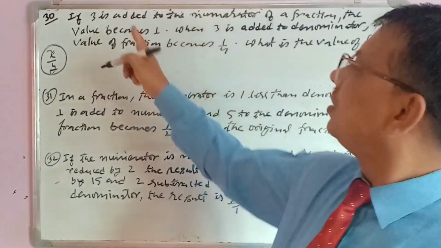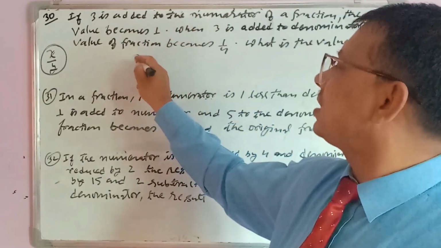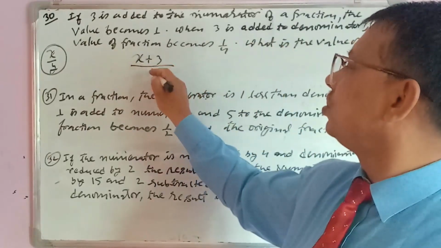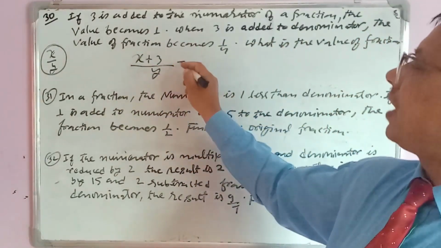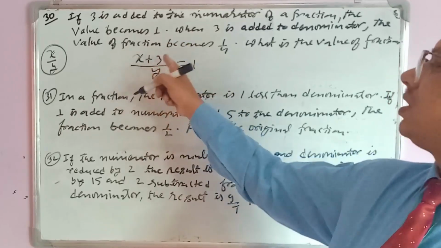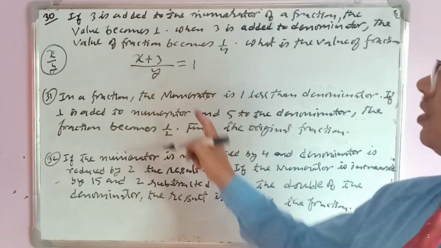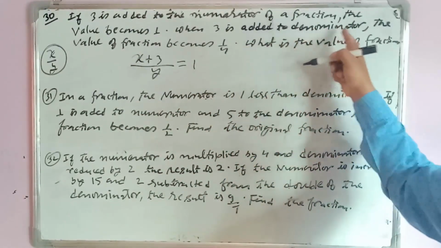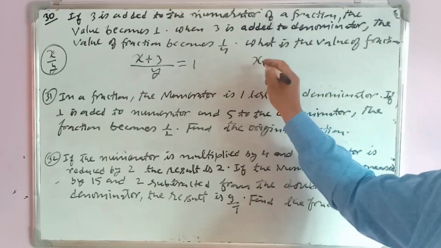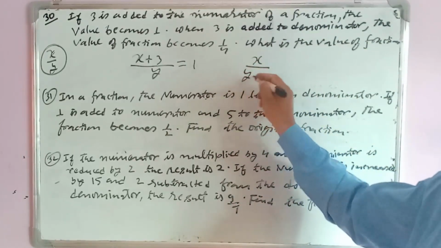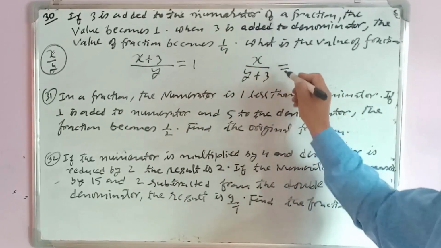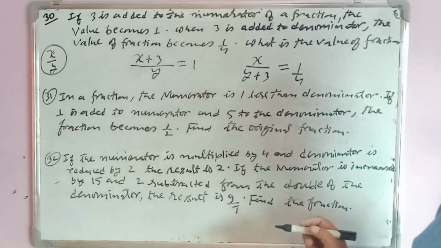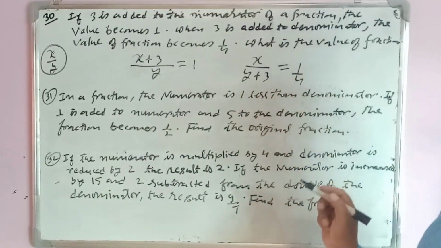Now case 1: 3 is added to the numerator, meaning numerator x plus 3, and the denominator is nothing, so the denominator is as it is, y. The value of the fraction becomes 1, meaning equal to 1. x plus 3 over y equals 1, cross multiply: x plus 3 equals y, equation 1. Case 2: if 3 is added to the denominator, numerator as it is, denominator y plus 3, the value of the fraction becomes 1 by 4. x by y plus 3 equals 1 by 4, cross multiply: 4x equals y plus 3, equation 2.